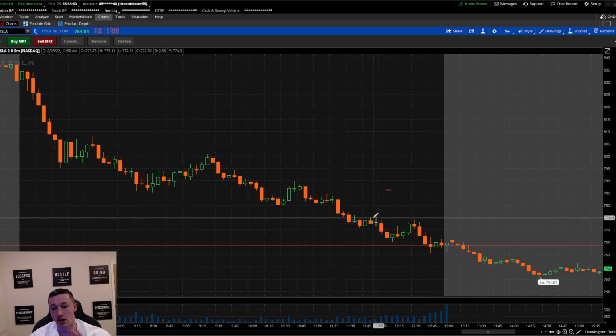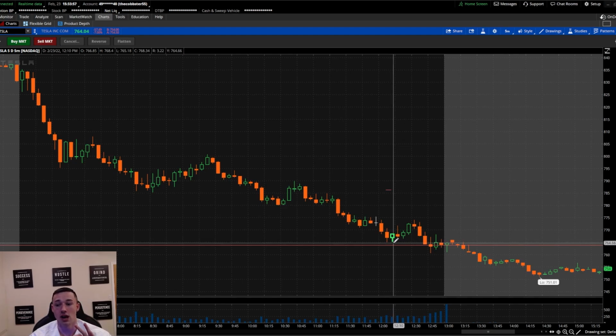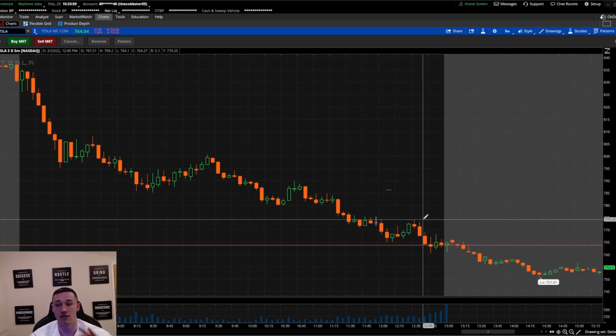So we got in here, came down to the 765 area, got down to 764 right here, touched 764.8, and had a nice bounce up all the way to 770, pretty much 774, a 9-point move.